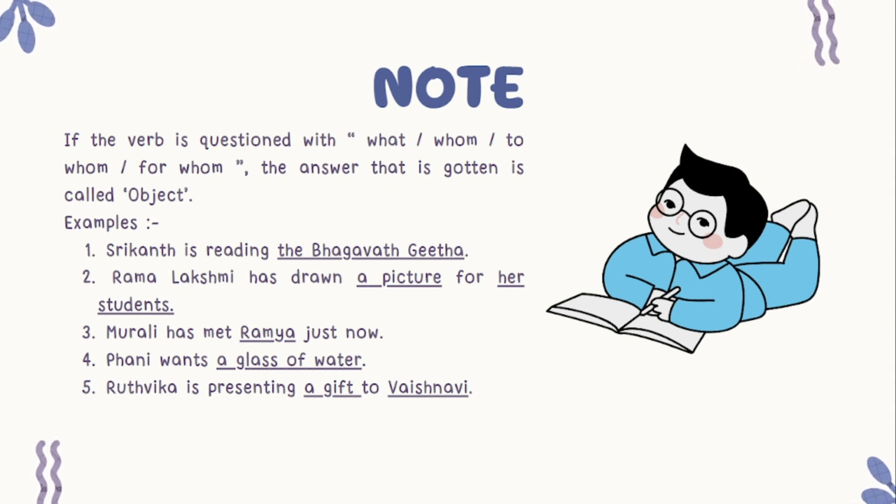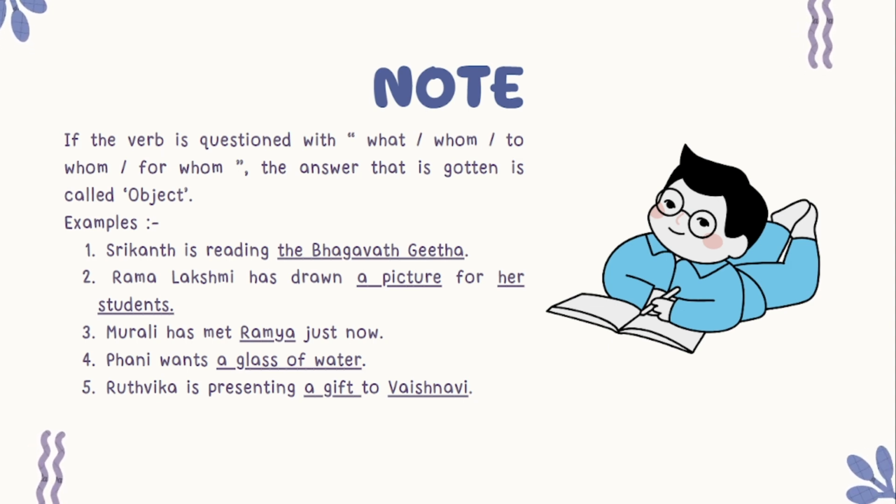Fourth one. Funny wants a glass of water. In this sentence, subject is Funny. Main verb: wants. Then find out the object. Question the verb with any one of the question words which are given in the list. What wants? Answer is a glass of water. Here, a glass of water is the object. Observe it, the object is written after the main verb wants.